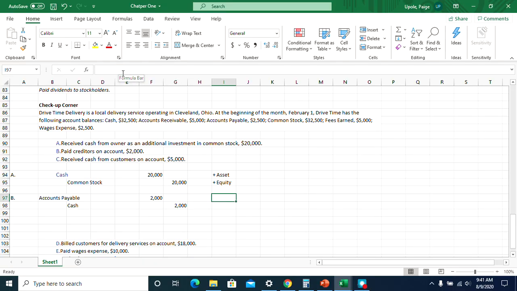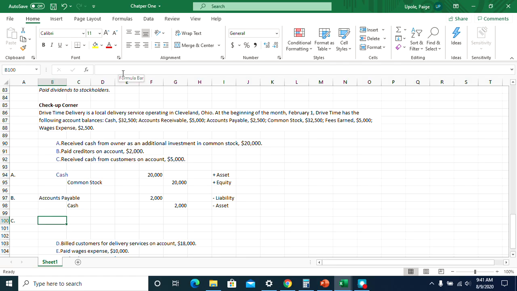So what did we do here? We decreased a liability, and we also decreased an asset. Then we go on to item C.